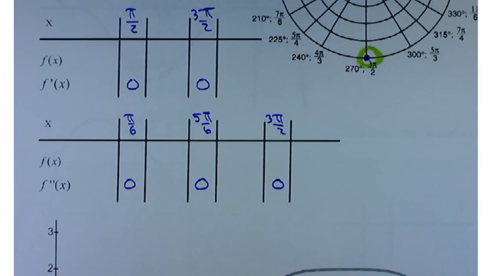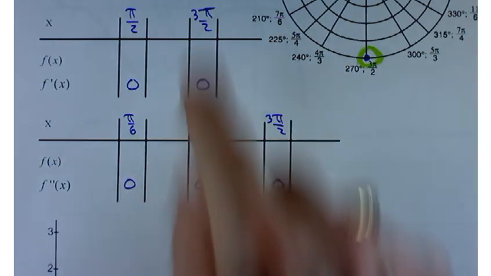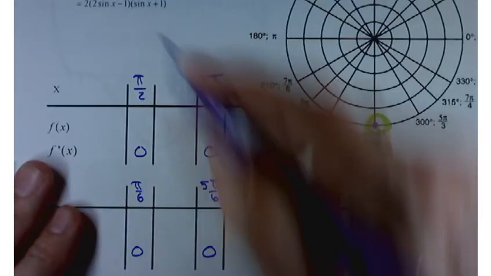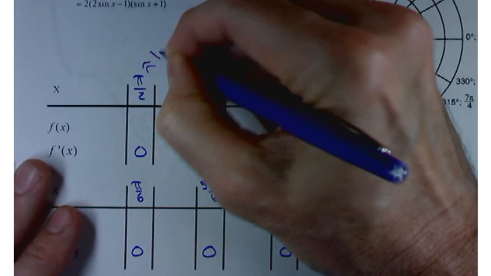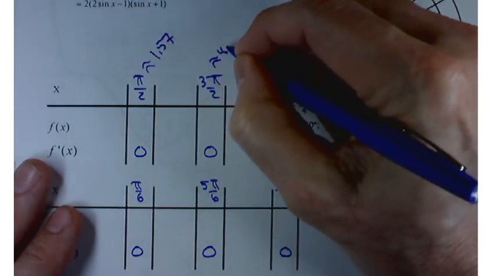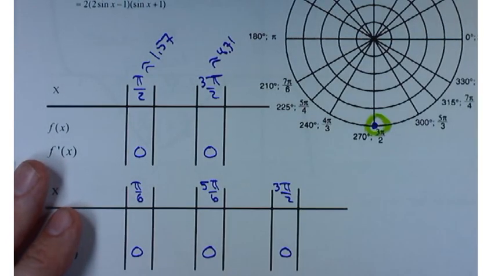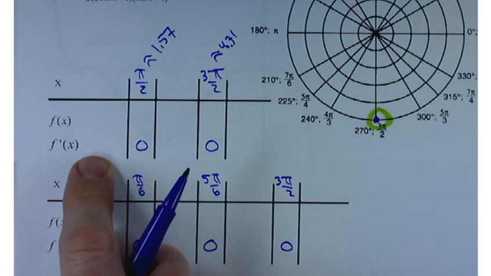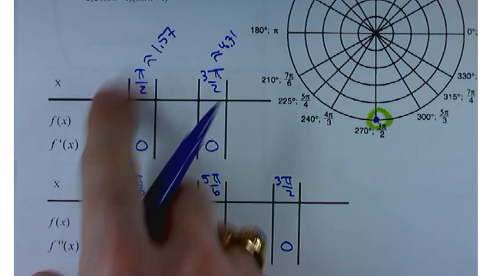I guess the hard part about this is knowing what decimal values these would be, really. It's understanding, like, well, what is that? This is about 1.57. This is about 4.71. And so if you plug in the derivative, then you can choose some test points appropriately.